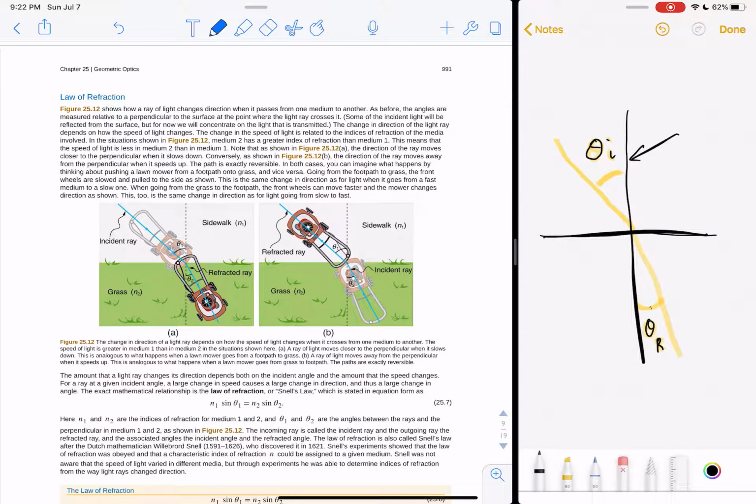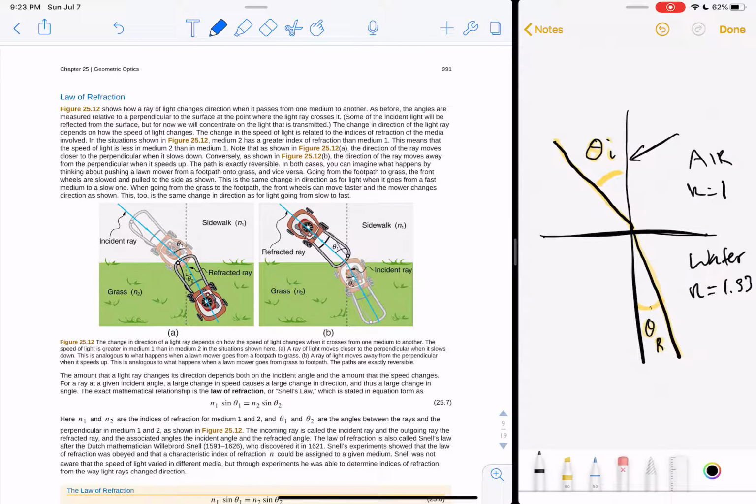And when you're going from air, for example, to water, that means you're going from n equals 1 to n equals 1.33, and that means you're going into a higher index material. So that means your incident ray is going to be bent towards the vertical line that you drew. Okay, it's going to be bent towards the normal, as we'd say.